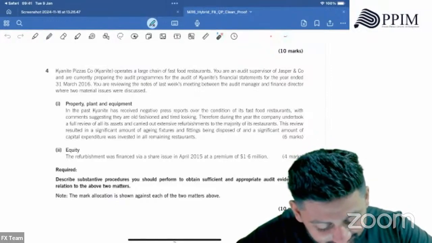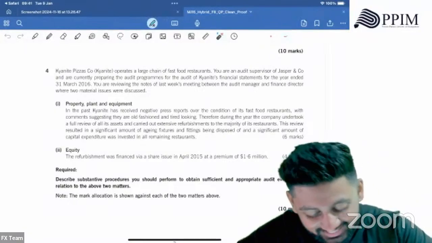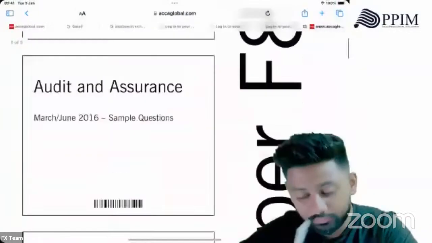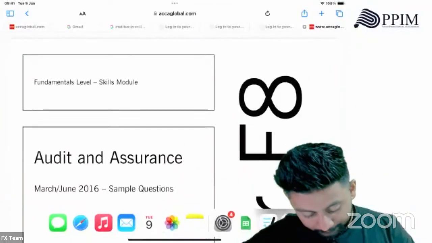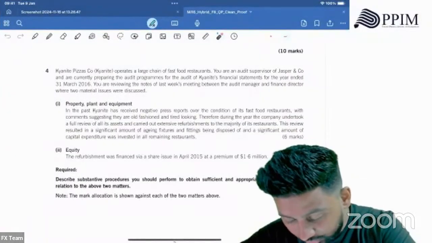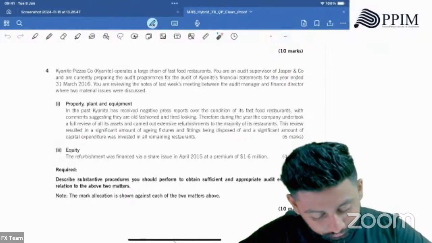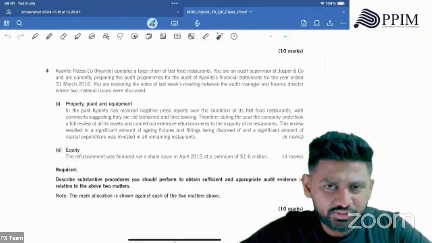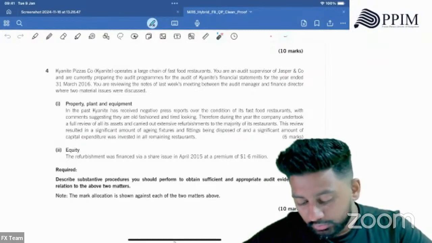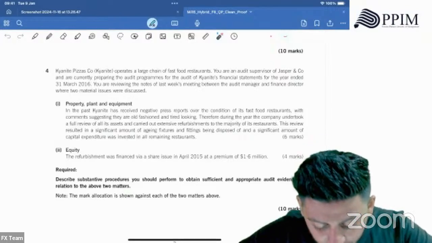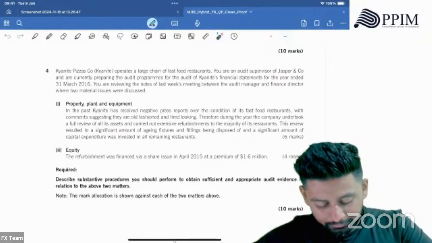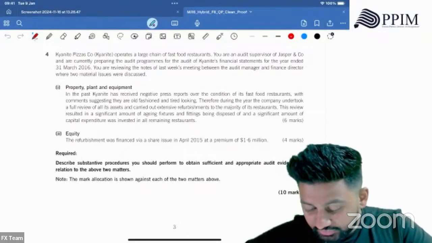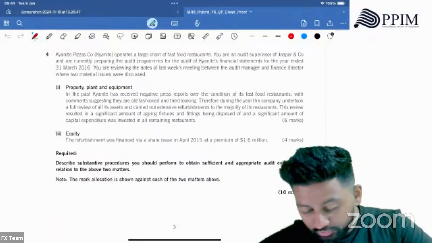K Pizzas operates a large chain of fast food restaurants. You are an audit supervisor of J&Co, so you are given a position to play. You are the audit supervisor of J&Co, and you are currently preparing the audit programs for the audit of K's financial statements for the year ended 31st March 2016. You're reviewing the notes of last week's meeting between the audit manager and finance director, where two material issues were discussed. Number one, property, plant and equipment. In the past, K has received negative press reports over the condition of its fast food restaurants, with comments suggesting they are old-fashioned and tired looking.